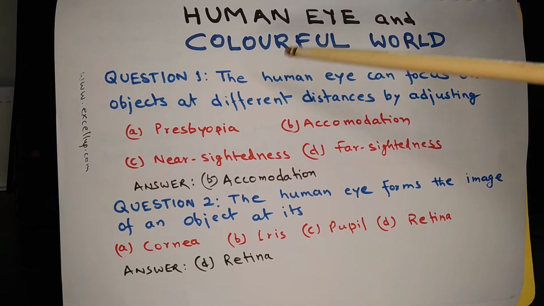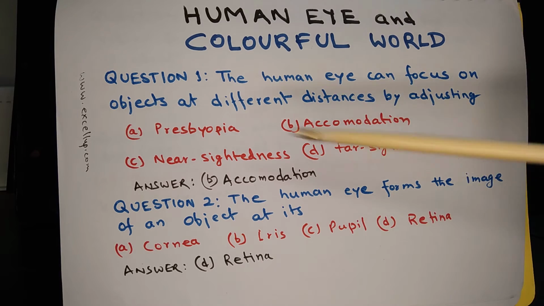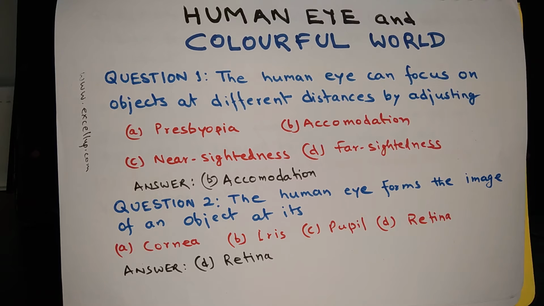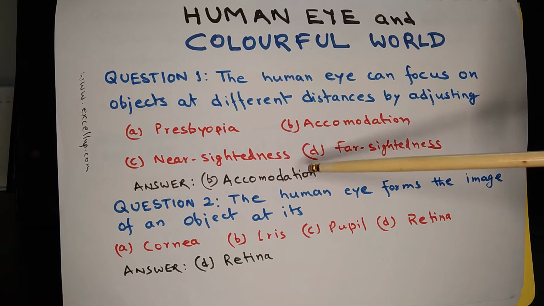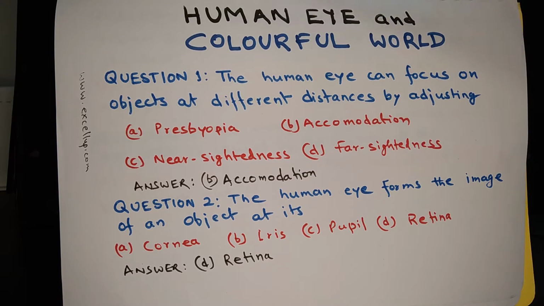Question 1 is, the human eye can focus on objects at different distances by adjusting: A. presbyopia, B. accommodation, C. nearsightedness and D. farsightedness. And the answer is B, accommodation. The rest of the options are defects of vision.